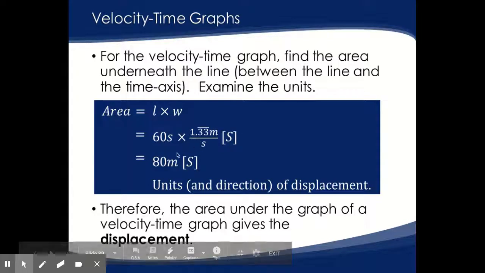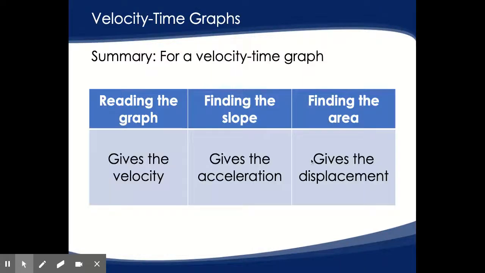So that's what we have here. We have length times width gives me 80 meters because seconds would cancel. We have 80 meters south. So this is our displacement. Since it gives us a direction, it's not just a distance, it would be your displacement. And it's going to have the unit and the direction along with that.